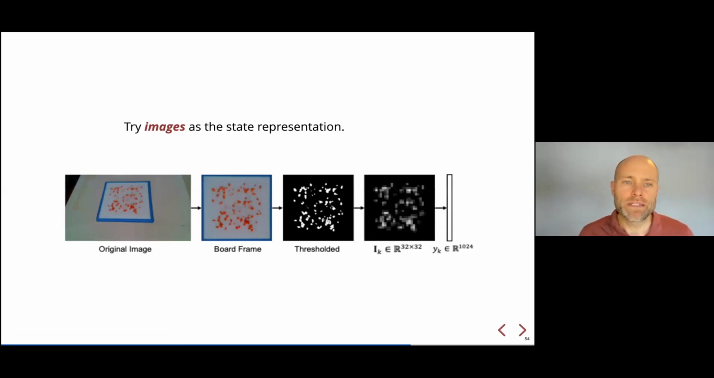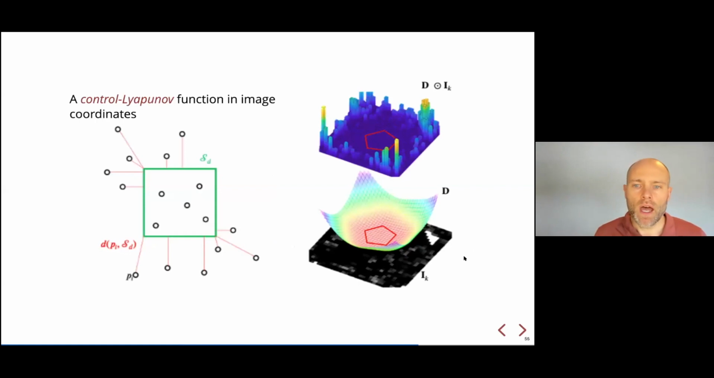So what would it mean to try images as a state representation? A lot of people say that these days. So what does that mean to me? We have our original image. We're going to process it down to a thresholded, grayscale, lower dimensional image representation. I'll call that I, and we'll use Y to denote the vectorized version of that. It turns out if you do think of that image as a state representation, and I don't love that word, but we'll talk about it at the end, then it's actually relatively easy to do control.